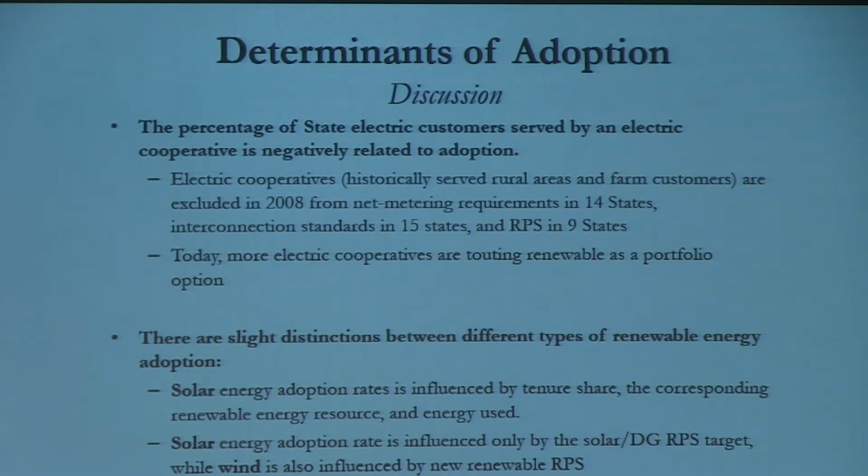And then another thing that we see is that there are slight distinctions between the different types of renewable energy adoption. So in terms of wind, we see that the adoption of wind is going to be influenced not only from solar and distributed generation RPS, but also from new renewable RPS. Whereas when we look at solar adoption, we see that in addition to all the other variables, it is affected also by land tenure, the corresponding renewable energy resource, which is solar, and energy used. Whereas in terms of wind adoption, for example, we don't see that wind resource really affects adoption or energy used.